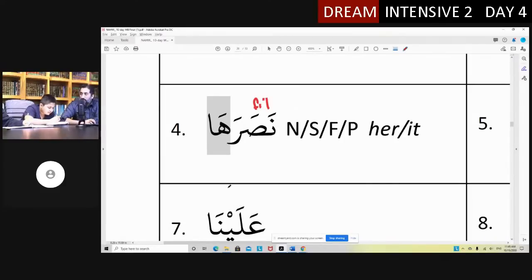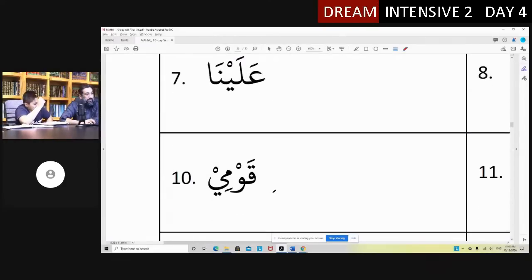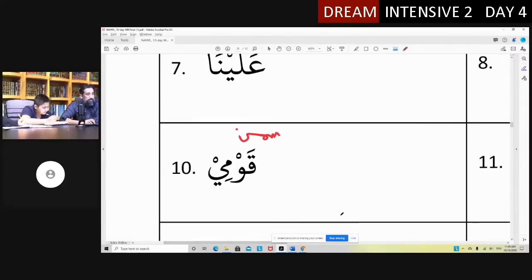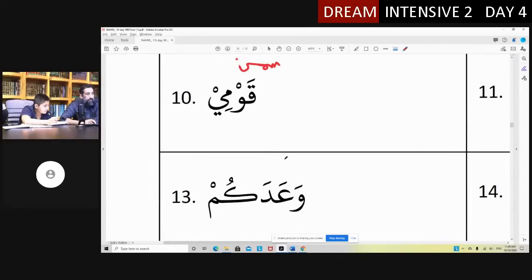What kind of word is alay in alayna in number 7? Alay is a harf of jar. Qawm is nation. What kind of word is qawm? Is it ism, fi'l, or harf? Nation. It's an ism, because it's referring to people. Wa'ada is a fi'l. You haven't studied that in depth yet, so you'll just write fi'l here.